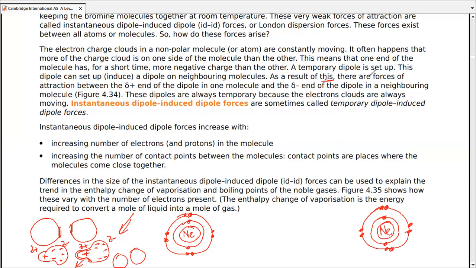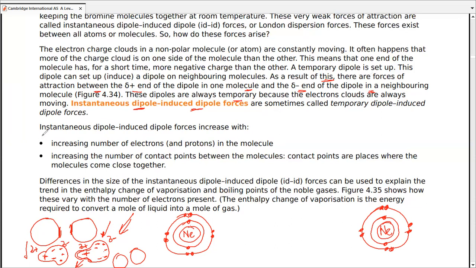So as a result of this, there are forces of attraction between the partial positive and the partial negative end, partial positive of one molecule and partial negative of the other. These dipoles are always temporary. Why? Because the electron clouds are always moving. Instantaneous dipole forms for an instant, this one, and induced dipole, since it induces the dipole into this one. So instantaneous dipole and induced dipole forces are sometimes called temporary dipole-induced dipole forces. We also call them London dispersion forces, ID-ID forces, all right?